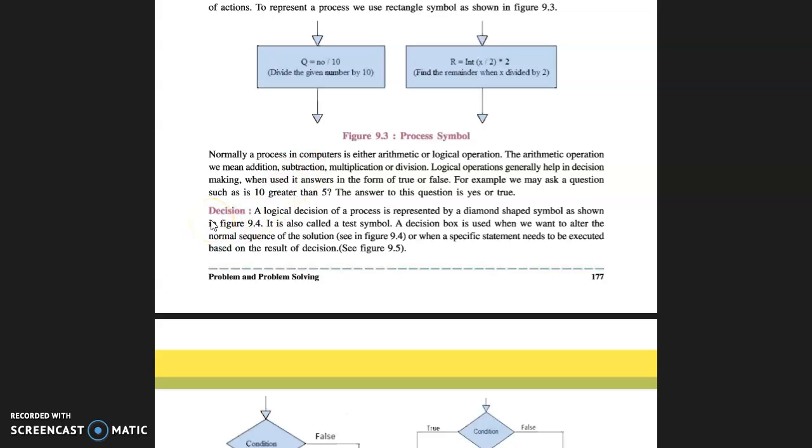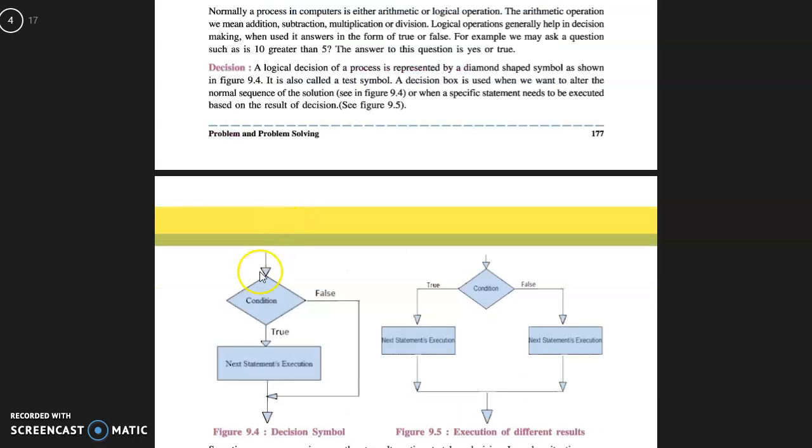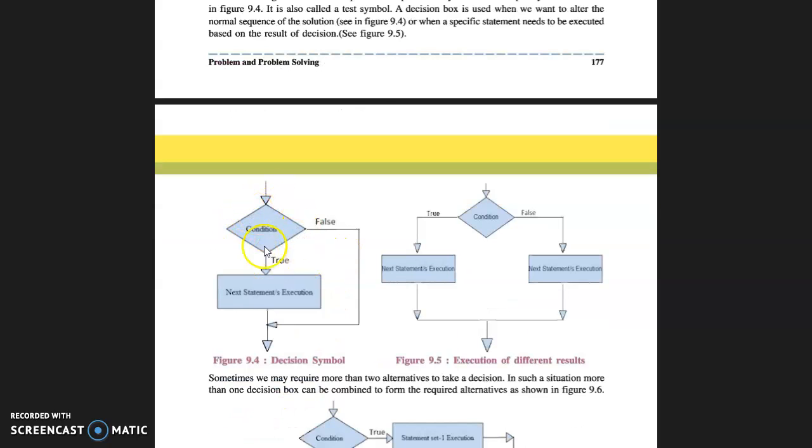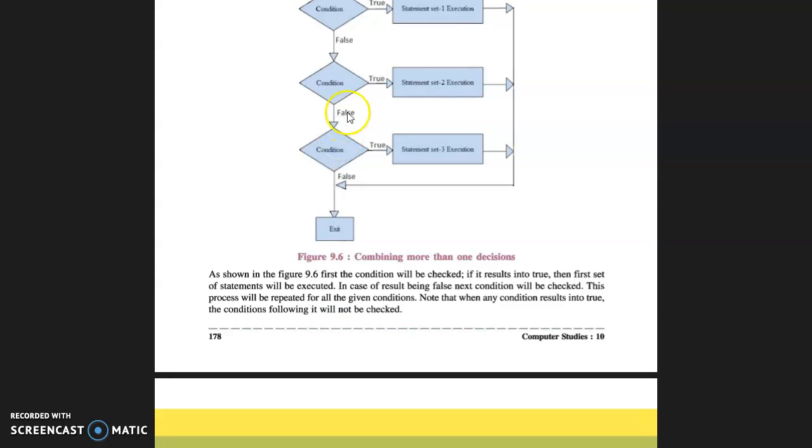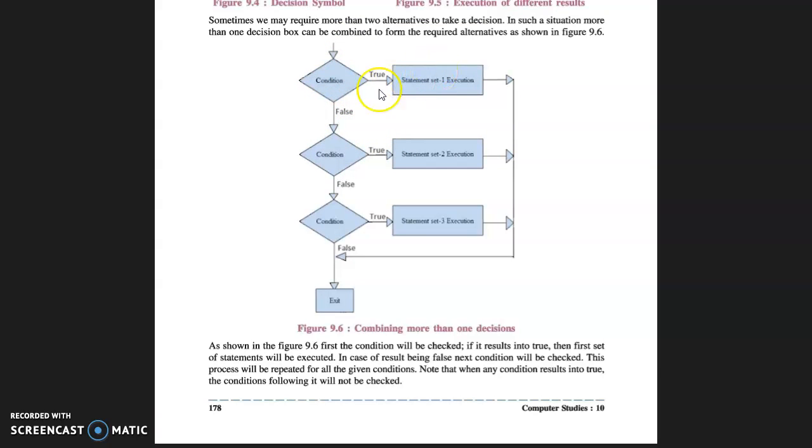Now next is decision. A logical decision in a process is represented by a diamond shaped symbol known as the decision symbol. See, if the percentage is greater than 35, true, he or she will pass. If it is false, he or she will fail. When the computer needs to make a decision, at that time we use the decision symbol. It is a diamond shape. See, you must have your textbook in your hand.